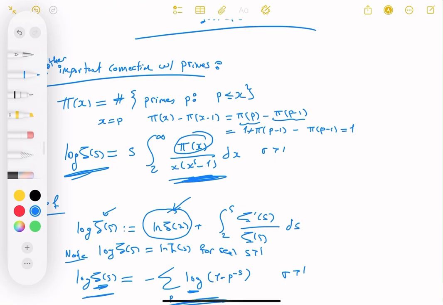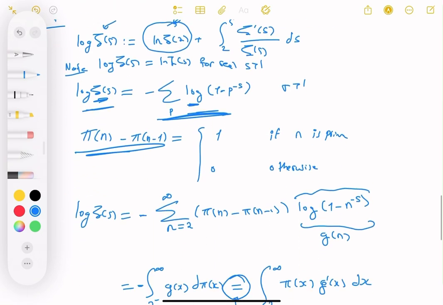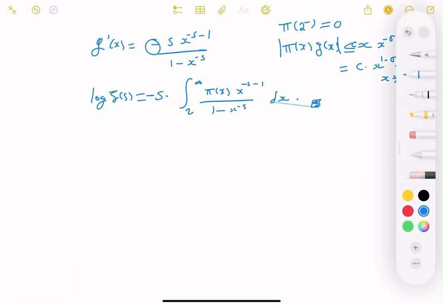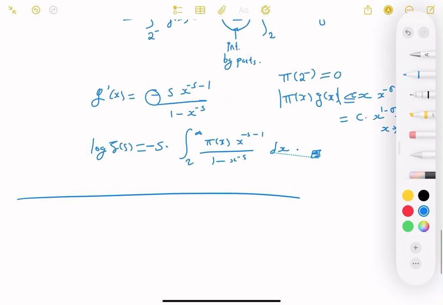Okay, so there's one more thing I want to do before I end this video. I just want to talk about the Möbius function. Here's the important thing about it. Here's one more important connection. So remember, we now introduce the Möbius function.